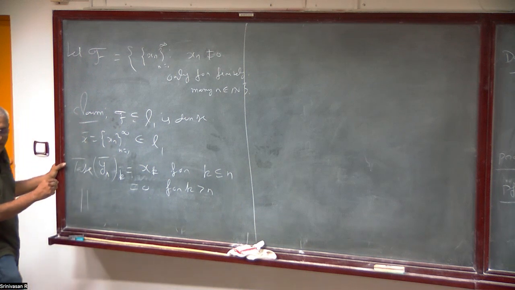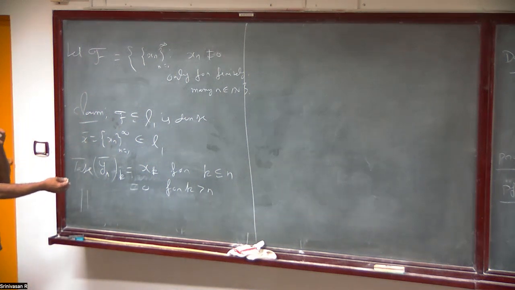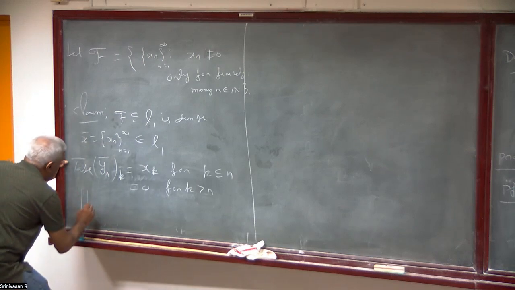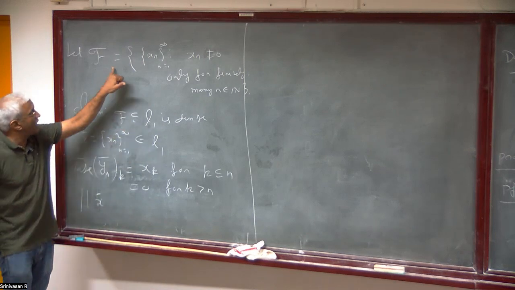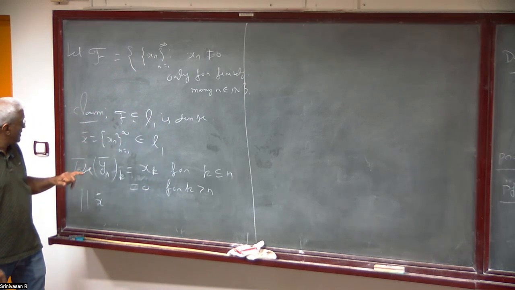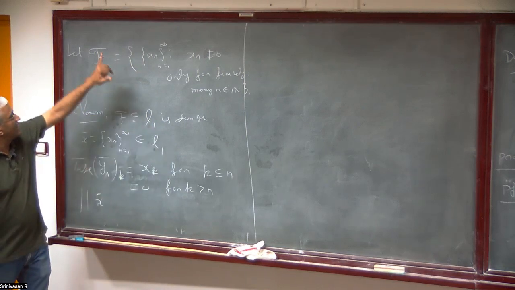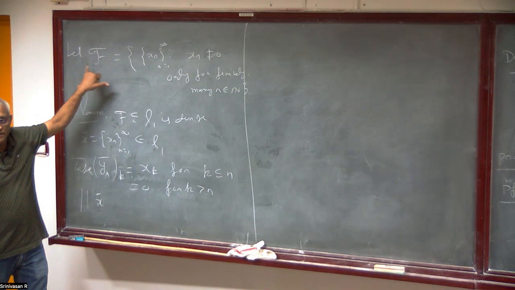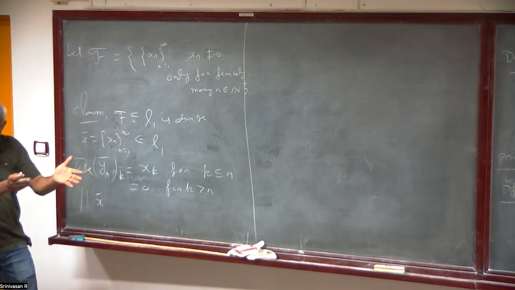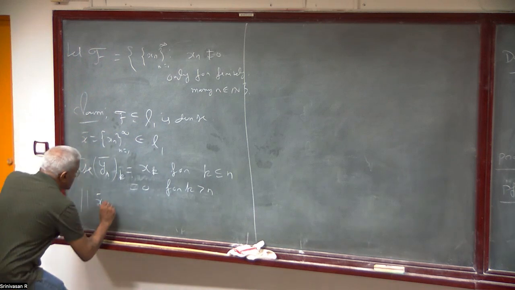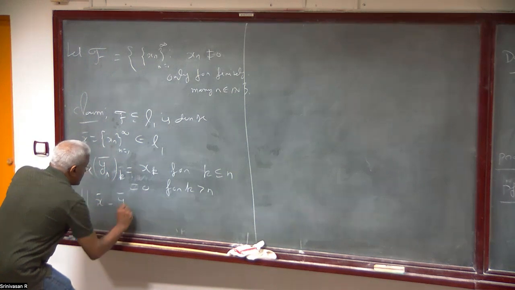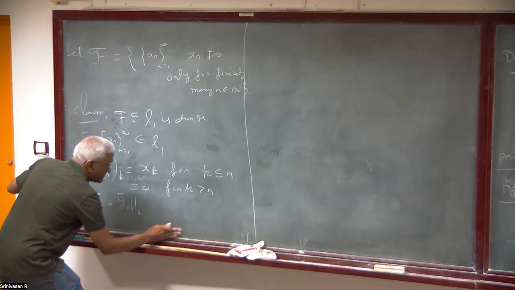So to prove that, it should be clear what we have to do. You take the norm of this x bar. I have taken an x bar in this L1, and then I have produced a sequence here. That sequence converges to that, and that's what I have to prove. So the norm of the distance between them, x bar minus that y_n bar, norm 1, should go to 0 as n goes to infinity.